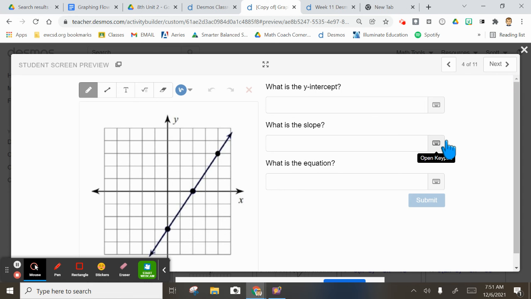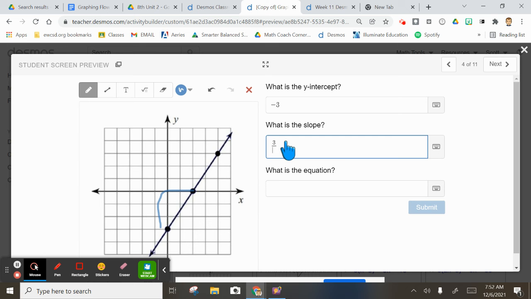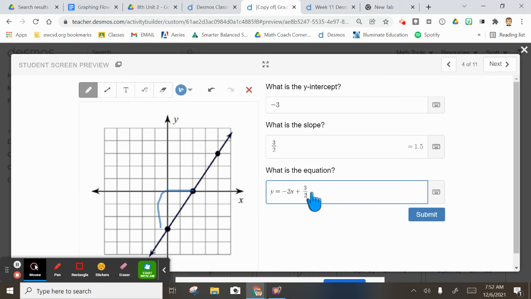All right, what is the y-intercept? You guys go ahead and solve this one for me. Push pause. The y-intercept is -3. What's the slope? Rising 3, running 2. What's the equation? y equals 3 over 2 x minus 3. Submit it.